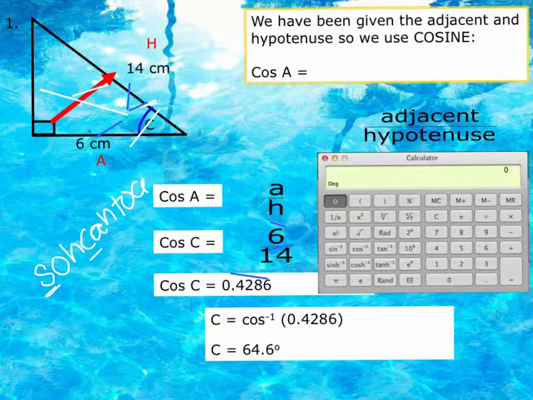And if I plug that into my calculator by pushing inverse and then plugging in 0.4286 in my calculator, then I would get that C, the angle measurement, would be 64.6 degrees. So that means that this angle right here, C, is going to be 64.6 degrees. And I found that angle by using the trig ratio.